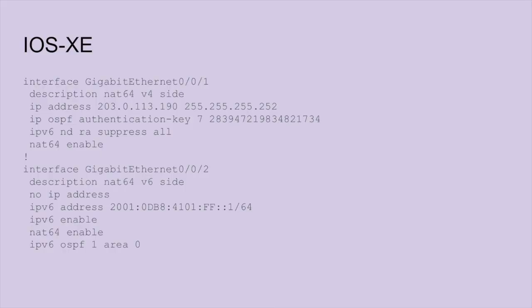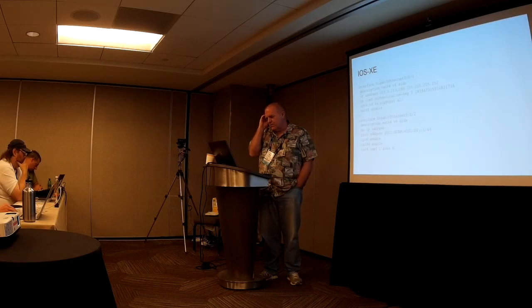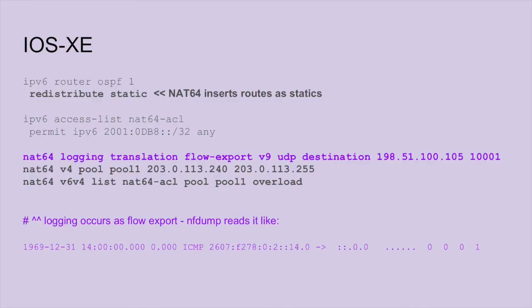So just a couple slides about what it looks like to set up NAT64 on iOS XE, which is you got your v4 interface. That's not my real OSPF authentication key. You've got your v6 address. It's actually not the real addresses either. Those are the doc addresses. And then you've got, I had kind of figured this out for myself.